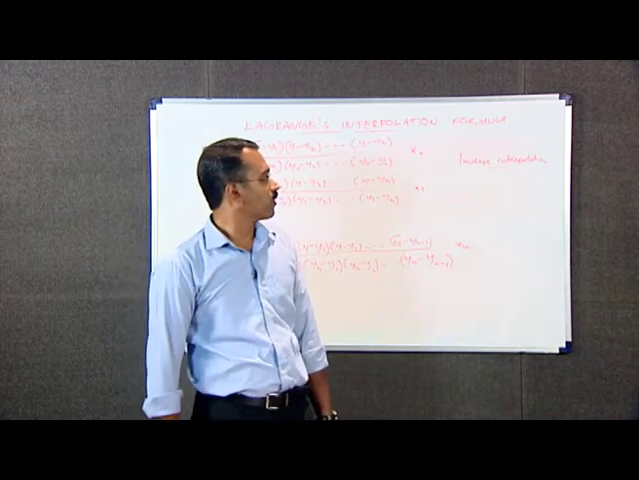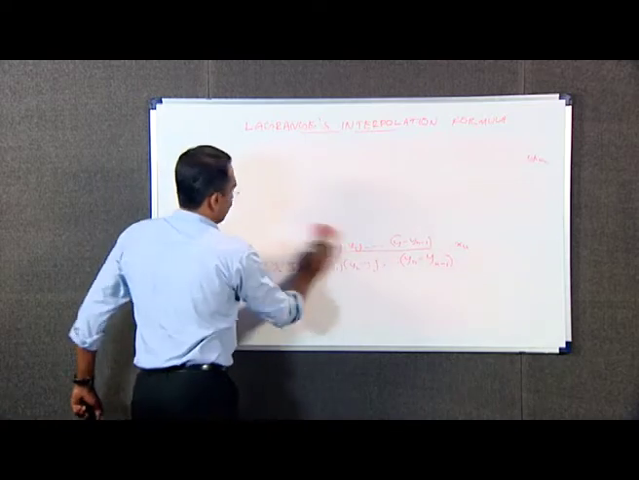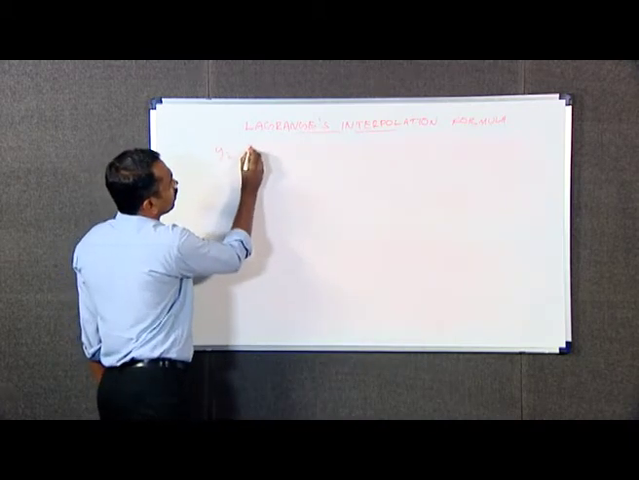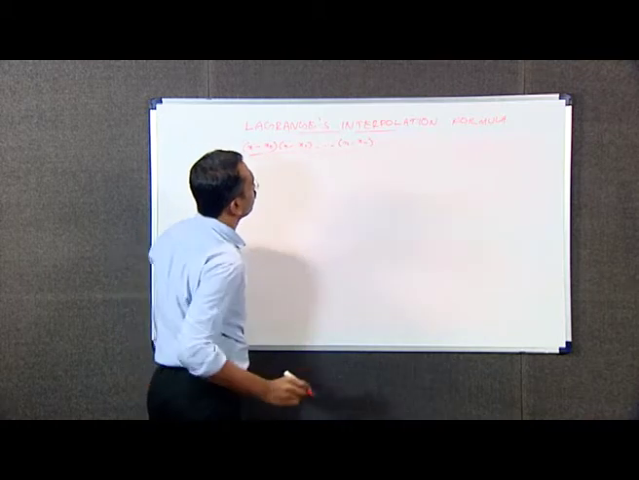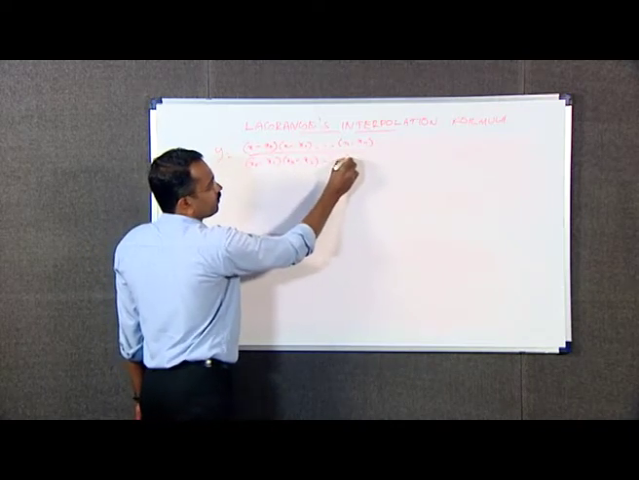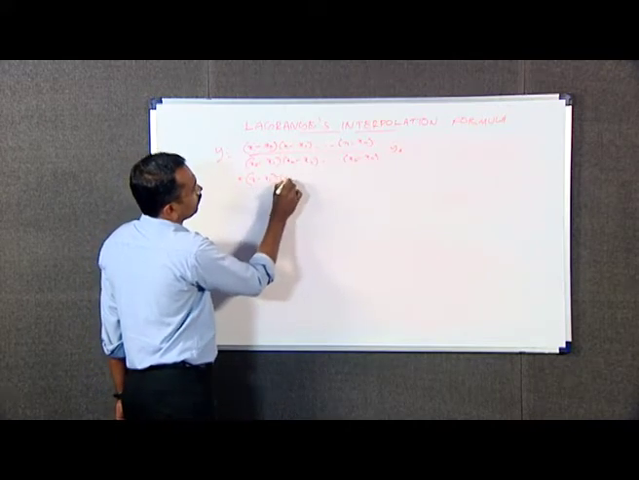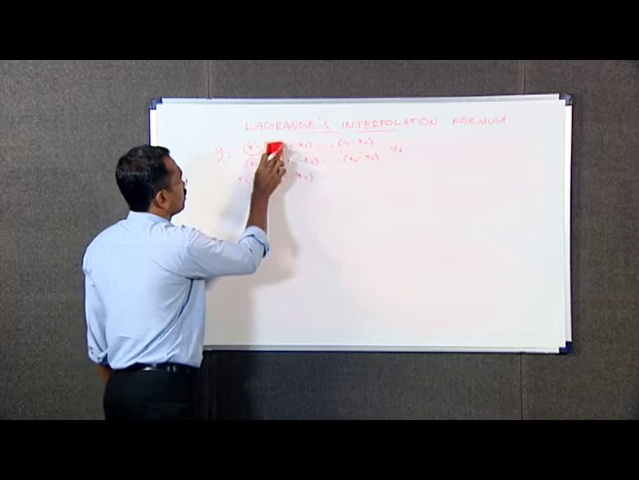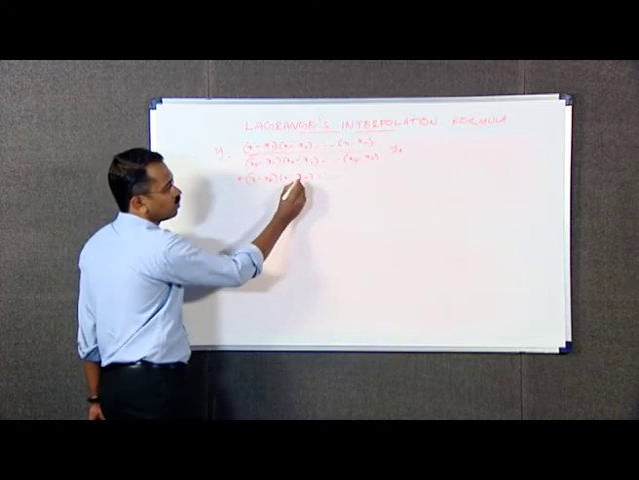Now, we have to express the Lagrange's interpolation formula in an alternative form, that is we have the Lagrange's interpolation formula y is equal to x minus x naught into x minus x1 into etc. x minus xn divided by x naught minus x1 into x naught minus x2 into etc. x naught minus xn into y naught plus x minus x1 into x minus x2 into etc. x minus xn. Sorry, in the second term x minus x naught into x minus x2 into etc.